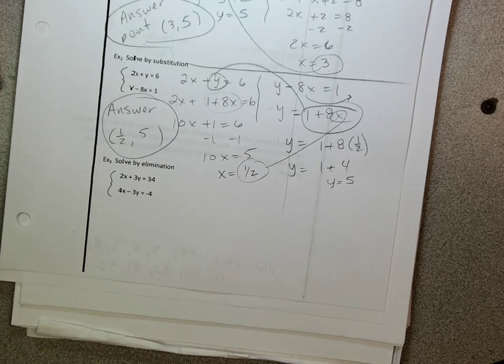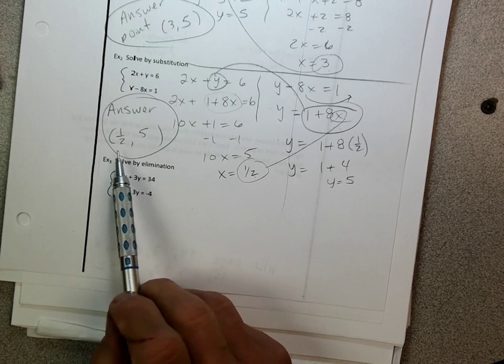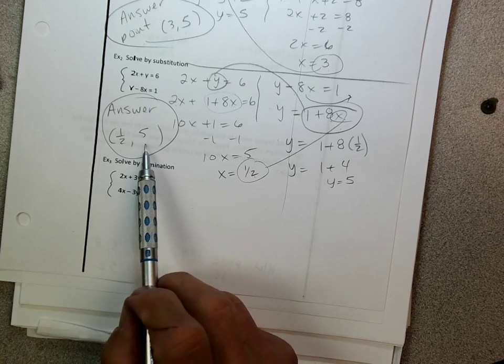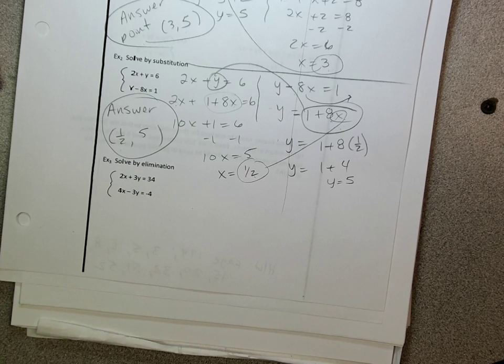So we didn't have to graph these. If we did graph these two lines and found out where they intersect, they'd intersect at the point 1/2, 5. It's really not that hard. You guys did this in algebra, okay?